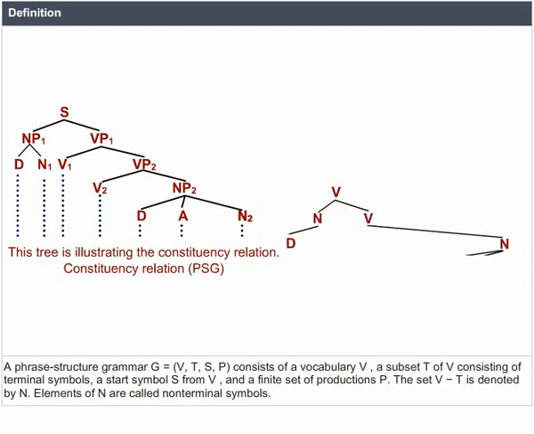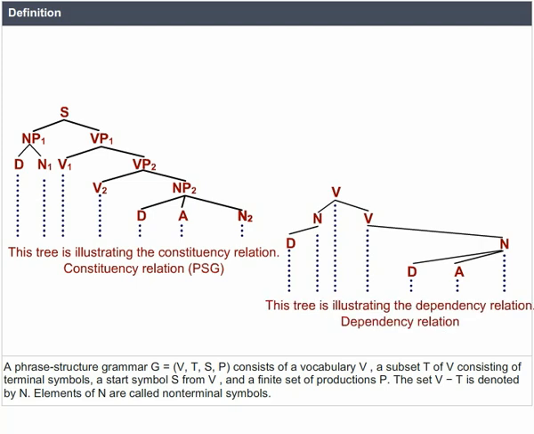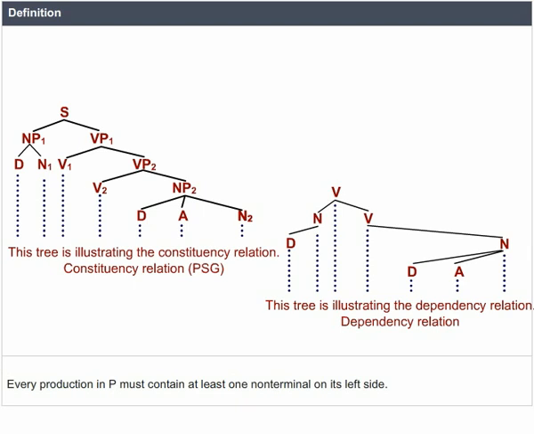A phrase structure grammar G equal to (V, T, S, P) consists of a vocabulary V, a subset T of V consisting of terminal symbols, a start symbol S from V, and a finite set of productions P. The set V minus T is denoted by N. The elements of N are called non-terminal symbols. Every production in P must contain at least one non-terminal on its left side.